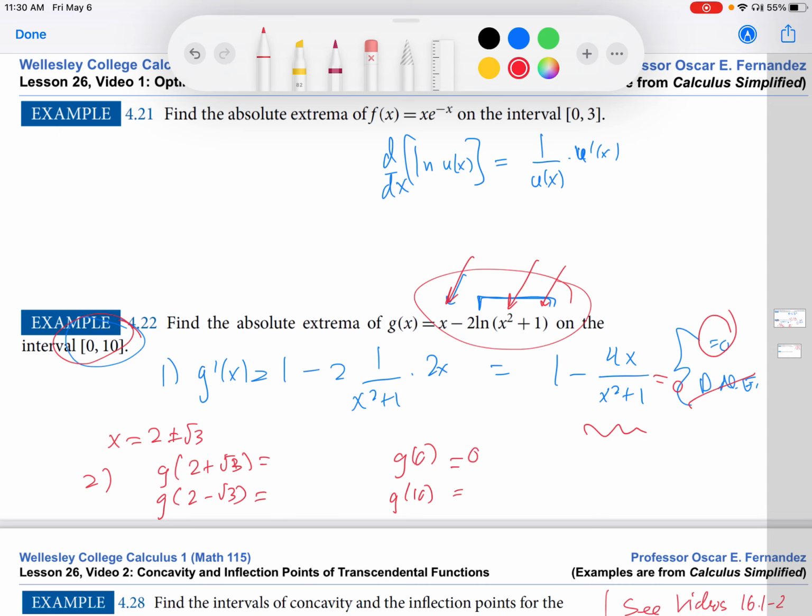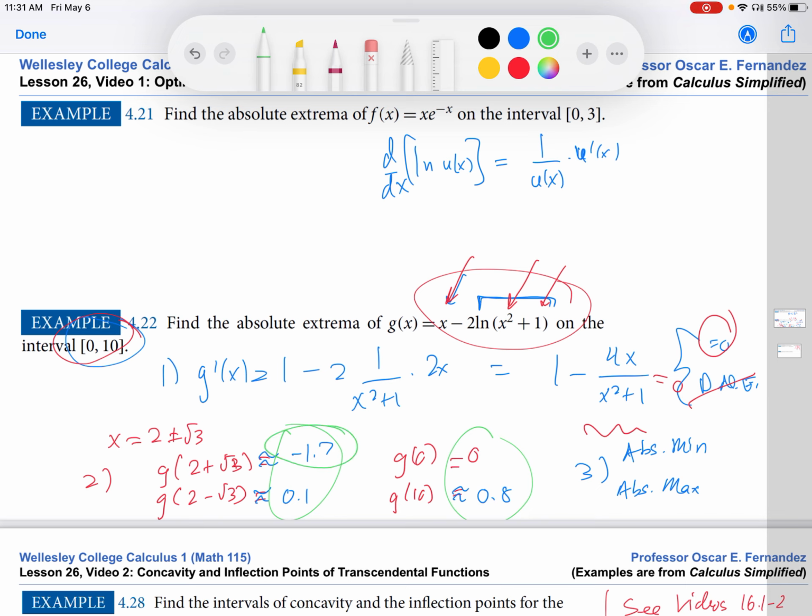Everything else is going to generate some decimal number, right? So I'm just going to give you the approximations. g of 10 ends up being about 0.8, g of 2 minus root 3 about 0.1, and g of 2 plus root 3 about negative 1.7. And then as the last step in my procedure, I'm going to find the smallest and the largest of these four numbers. Scanning these four numbers here, the smallest one is this one, negative 1.7.